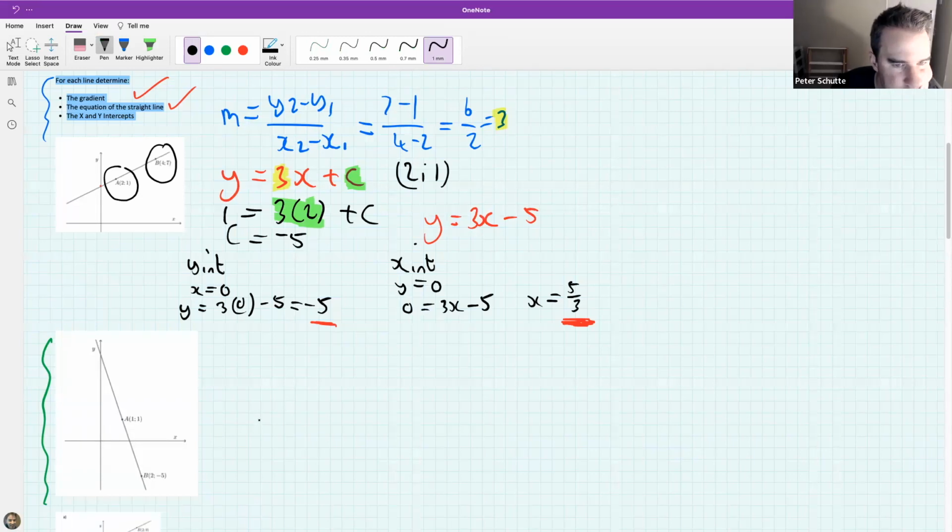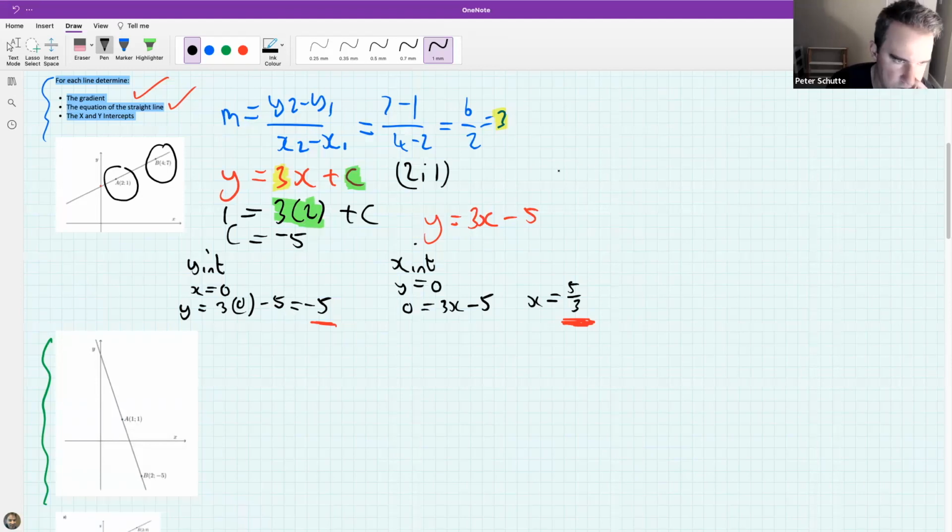Sir, isn't the answer for C going to be 5 and not -5? So if you put, can you see the point (2, 1)? Are you okay with 3 times 2 being 6? Yes, sir. And then when I say 1, if I bring the 6 across, do you agree the 6 becomes negative? I did it the other way around, sir. Okay, how would you do that?